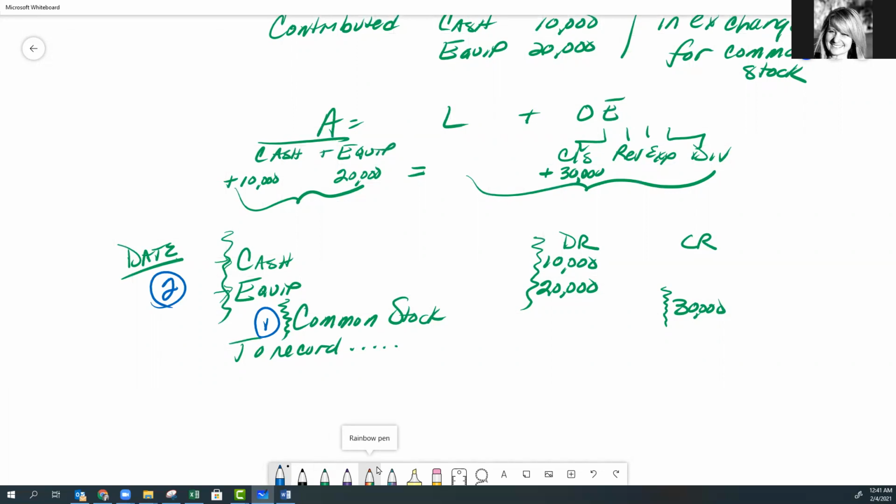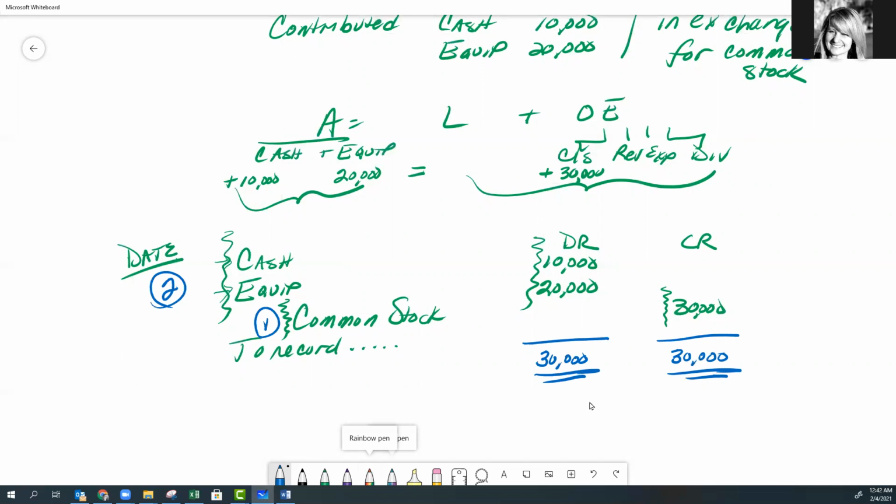Rule number 3 says no matter how many debits and credits you have, when you add them up, if we add up our debits, they equal 30,000. They have to equal the total of our credits. And they do. So we have followed all 3 rules of debits and credits.